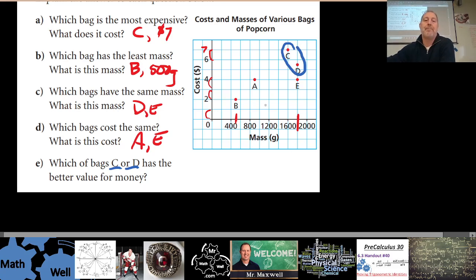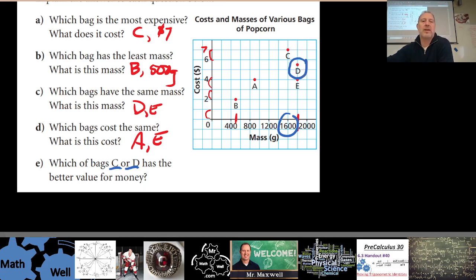So C or D. All right. So C costs more, but weighs less. You see that? C costs more, but weighs less. So you don't even have to do any calculations. You can kind of see here, right? Which is the better value for money? Well, D, you pay less, but you get more. So definitely D. Do you see that?